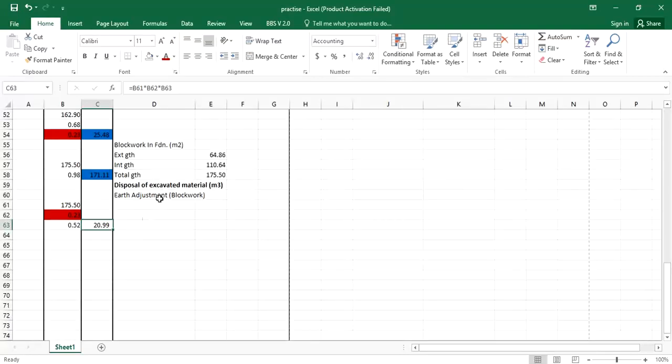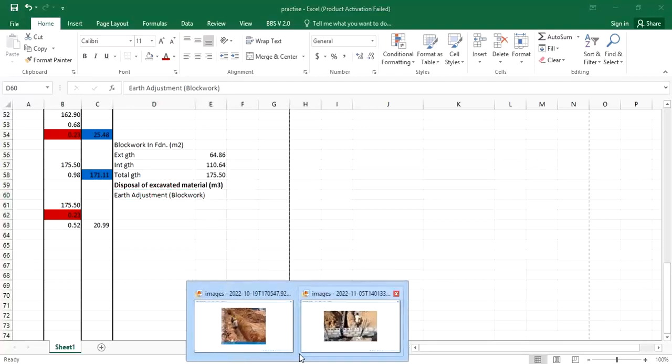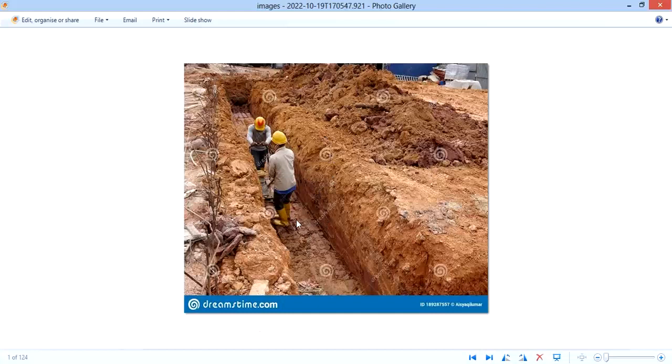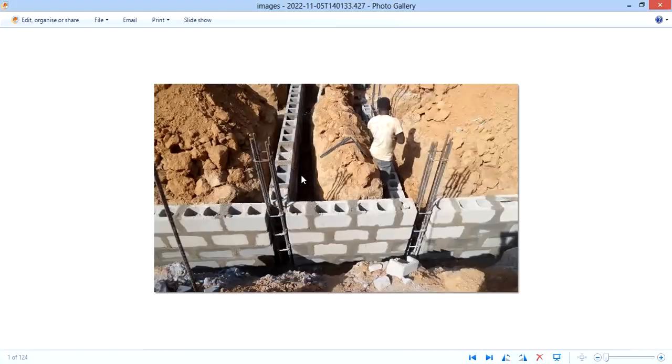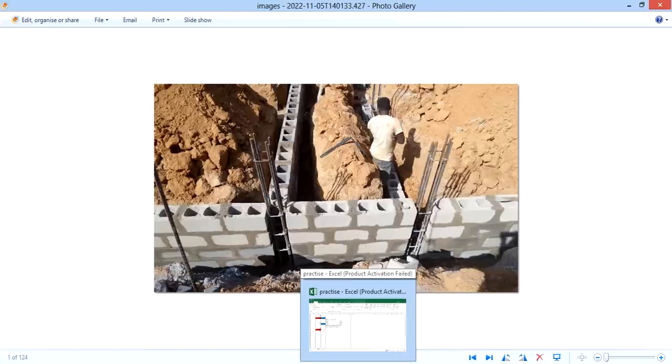So for our disposal of excavated material, the material we are trying to backfill now is the material we excavated from our trench. But now our trench work involves the concrete footing, which is 0.2, with a thickness of 225 mm, and the block work. So the volume of the concrete footing and the volume of the block work in the trench, not outside the trench. So in the trench, we are going to deduct from the trench volume the volume of our concrete footing minus the volume of our block work earth adjustments. So that's how we get our disposal of excavated material.